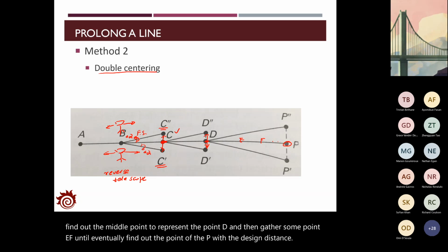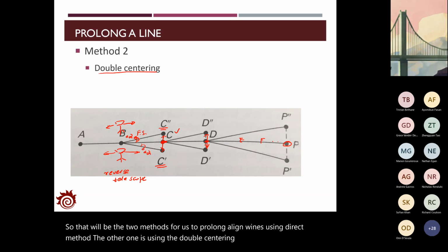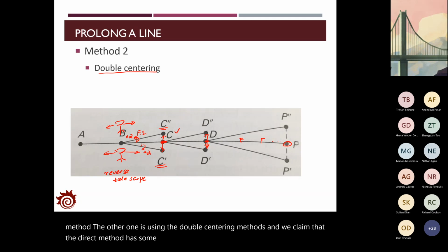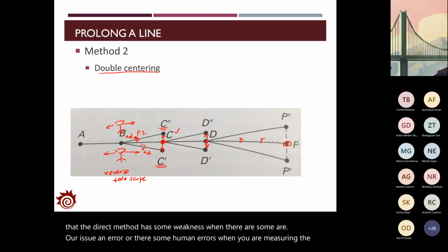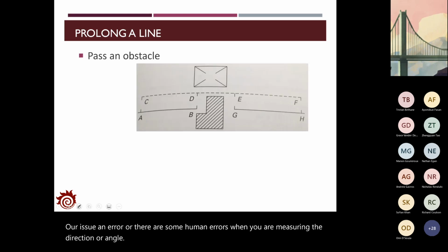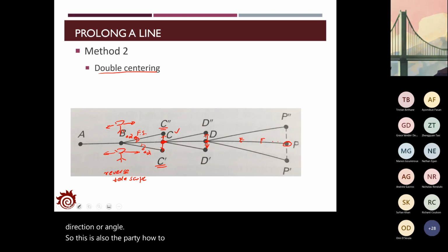So those are the two methods for us to prolong a line. One is the direct method, the other is the double centering method. And we claim that the direct method has some weakness when there are instrument errors or human errors when you are measuring the direction or angle. So this is also the part you have to pay attention to in your field experiment.